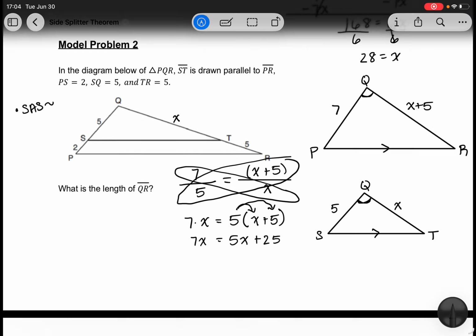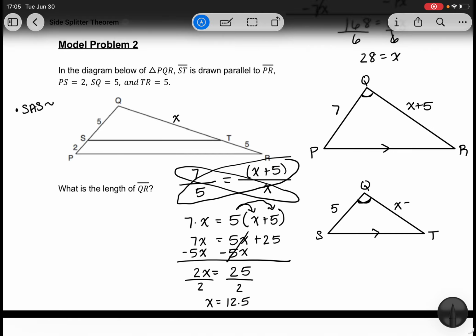Once again, we want to make sure our variable terms are on one side and our constants are on another. Constants are those numbers that don't have a variable. So we're going to move that 5x over to the side of 7x, and 7x is already by itself. In order to do that, we're going to subtract 5x from both sides, meaning these two 5x's cancel out. So now we're left with 2x equals 25. From here, divide both sides by 2 to get x by itself, which tells us that x now equals 12.5.